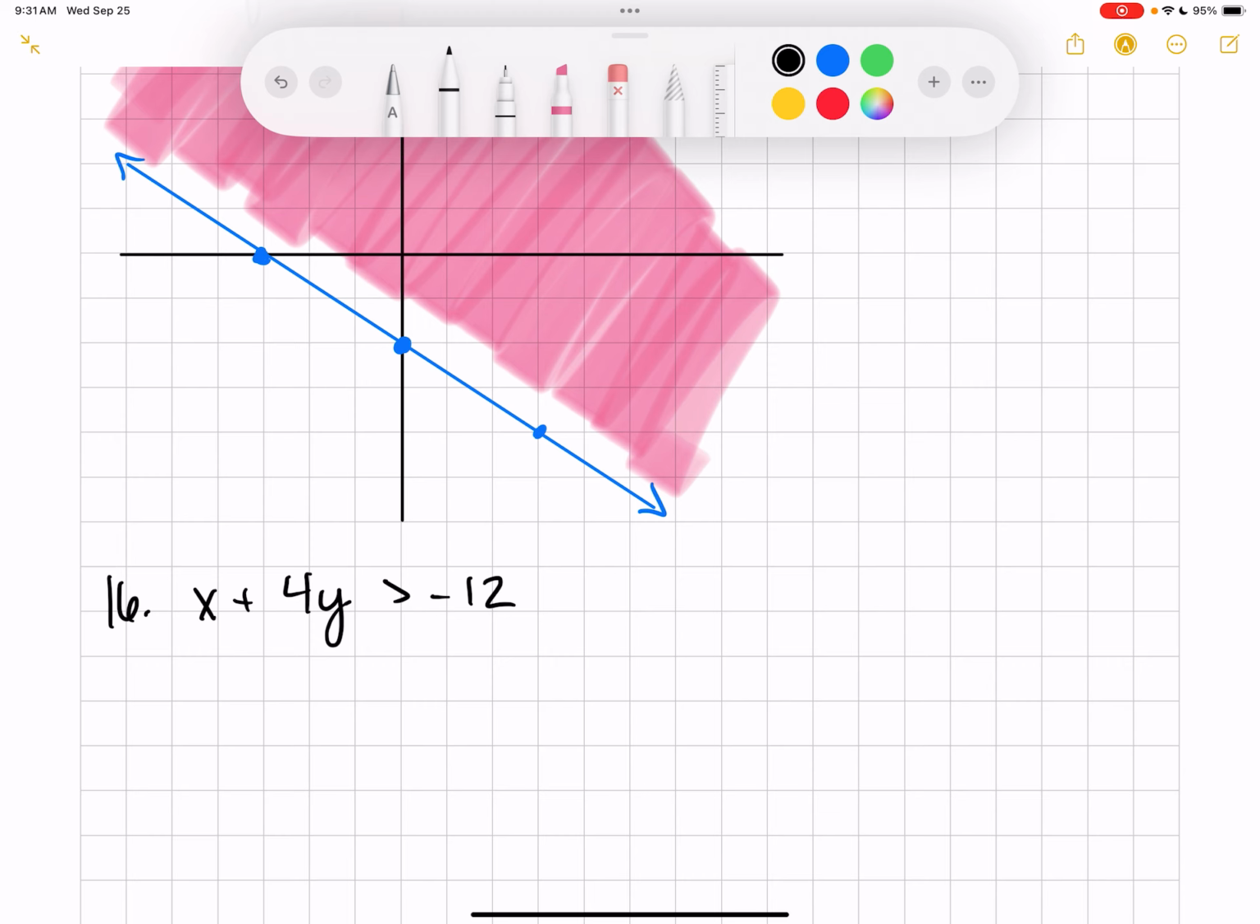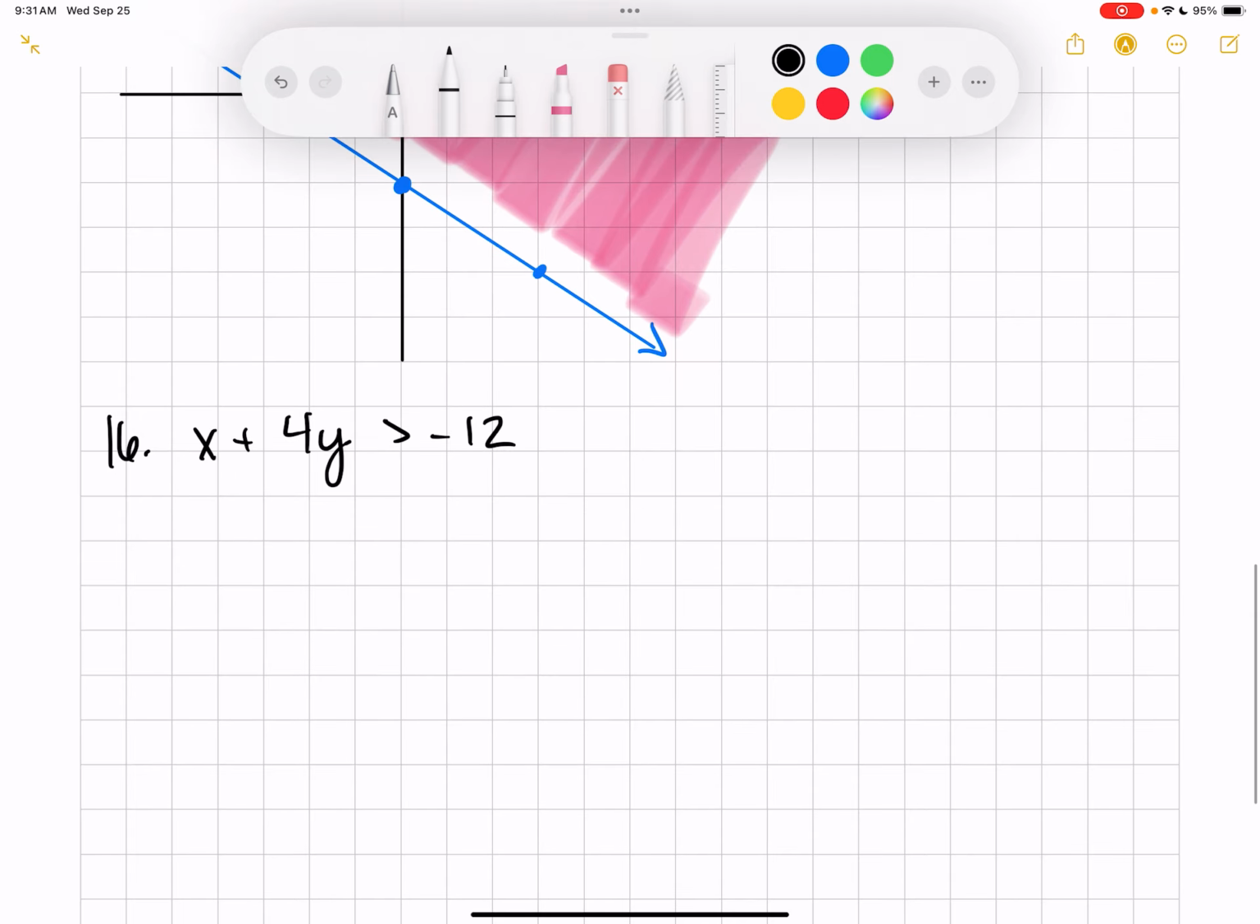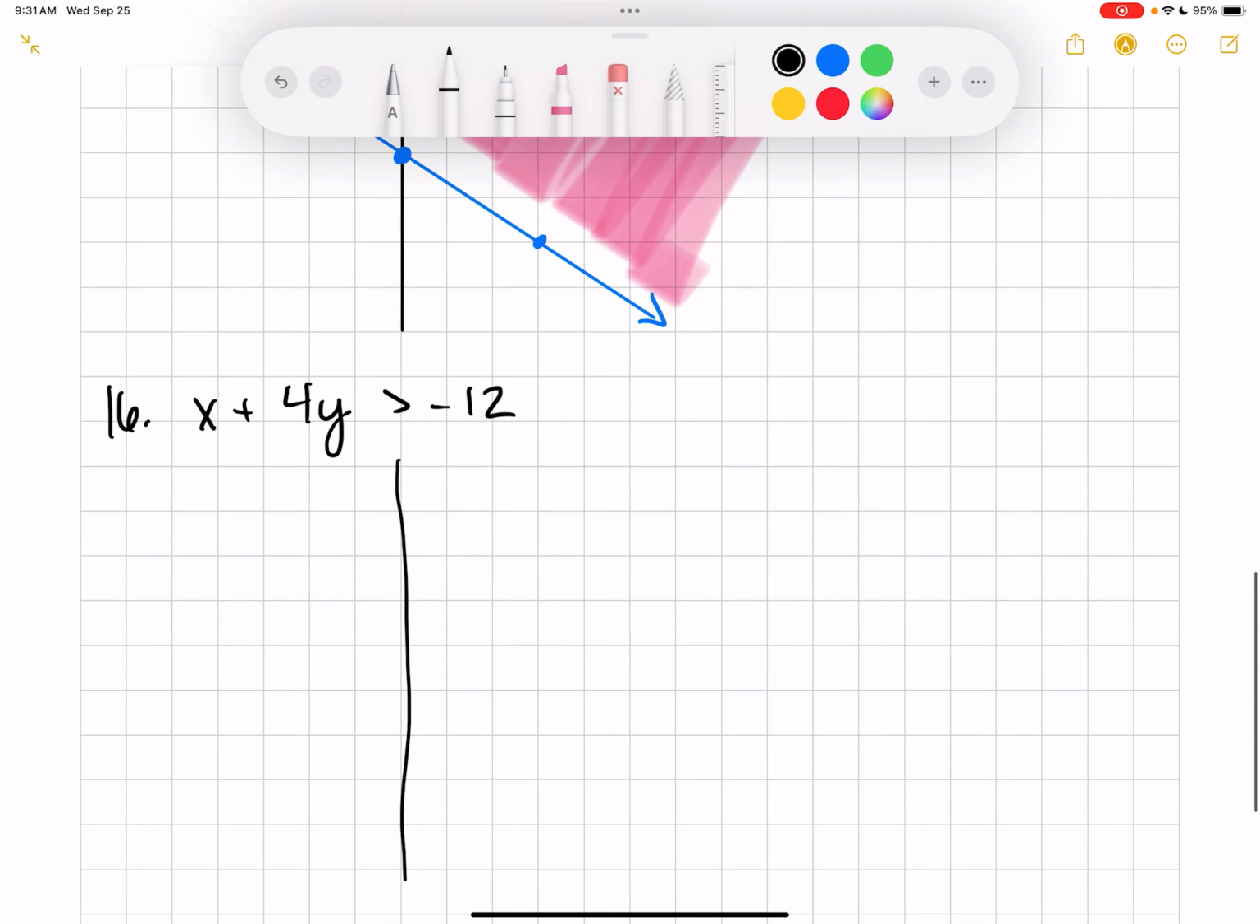You could also use the cover up method. Cover up, negative 12 over 4, that's negative 3. How about I just use the cover up method and find intercepts? That'd be a lot simpler. Yeah, that works.